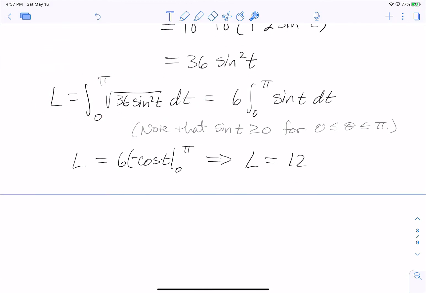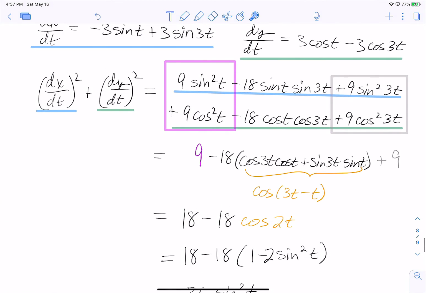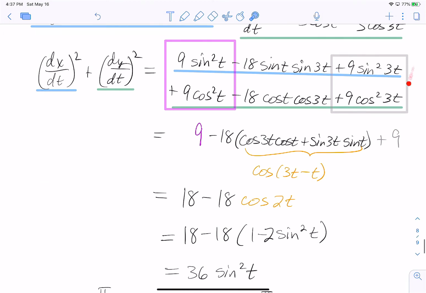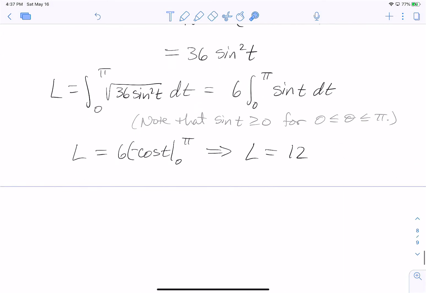So the arc length is equal to the integral from 0 to pi of the square root of 36 times the sine squared of t dt. That's really nice when we have it in this form. It's really terrible if we didn't realize how to get there. So if you need to, study the steps that we see here and recollect and finish this up.